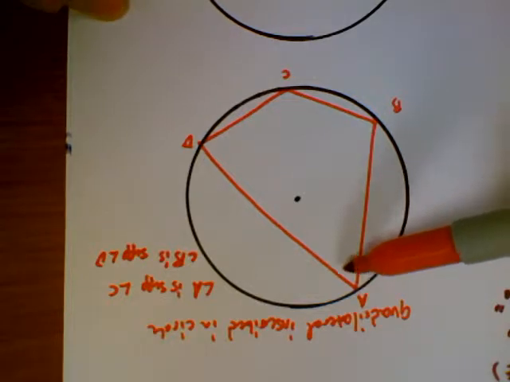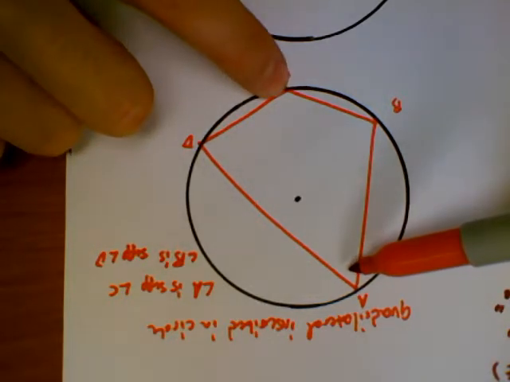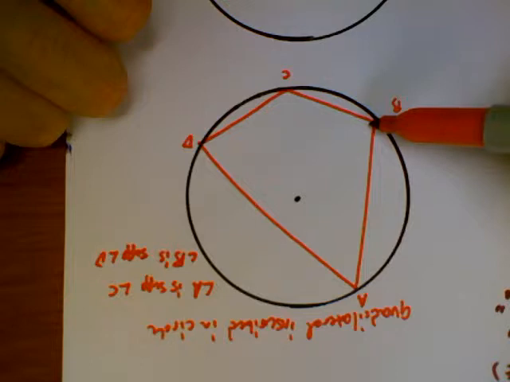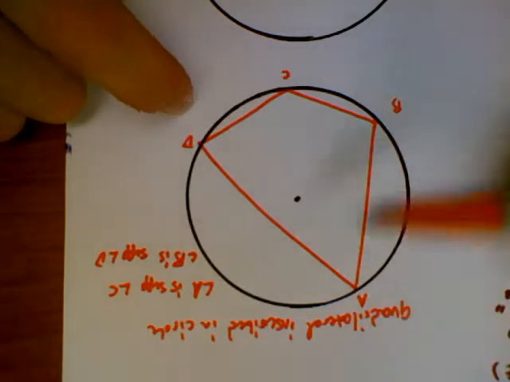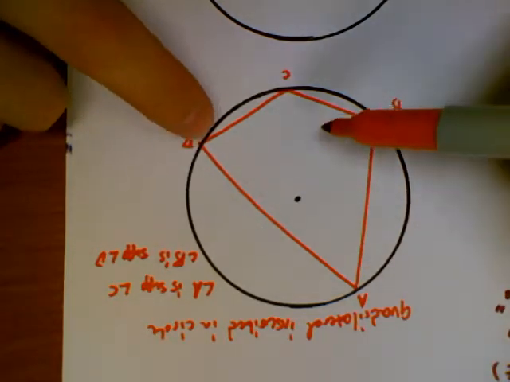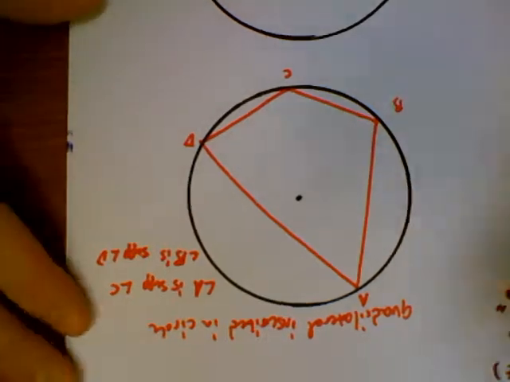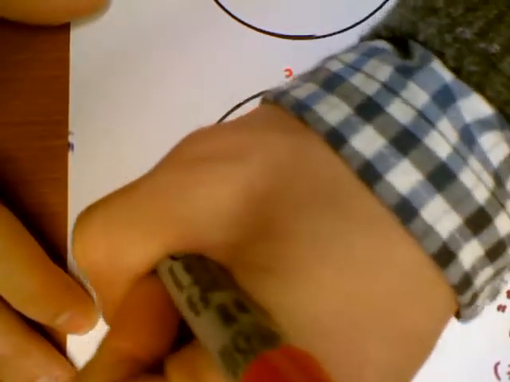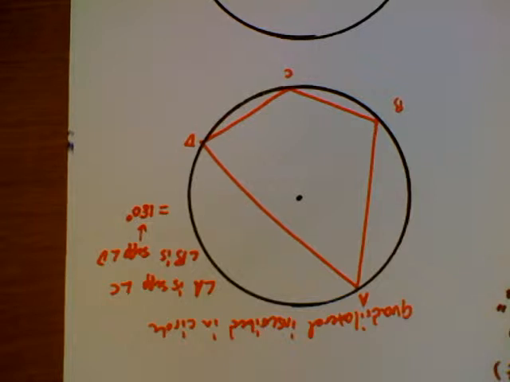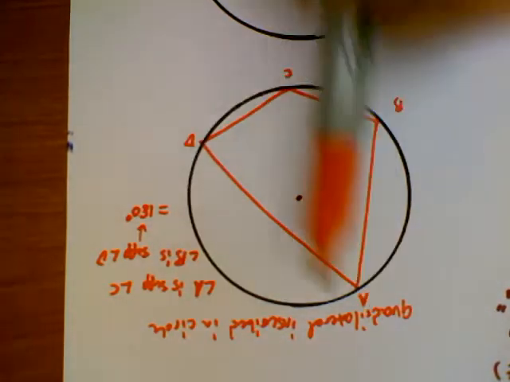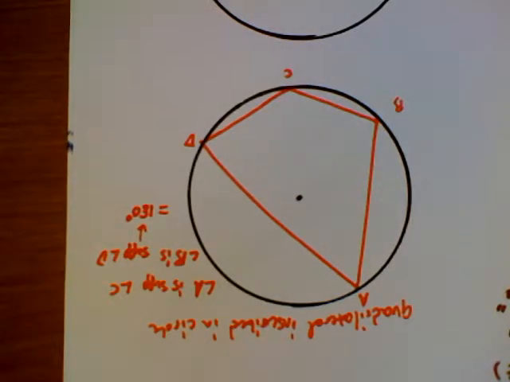So if this was, say, 30, then this would have to be 150. This looks to be maybe 90, so this one would also be 90. If this was 100, then this would be 80. So they're supplementary. Remember, supplementary means they equal 180 degrees when you add them together. Again, this is for a quadrilateral that's inscribed in a circle.